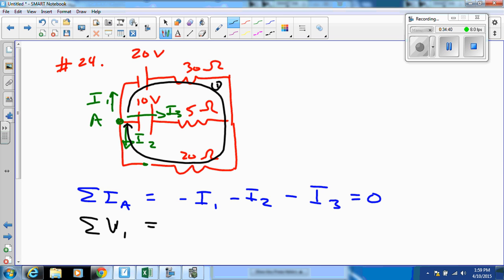Let's do the sum of the voltages around loop 1. This is the tricky part, so let's make sure we get it right. So I walk around, and here I go. What's the first thing I encounter?